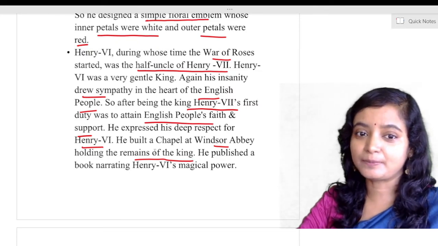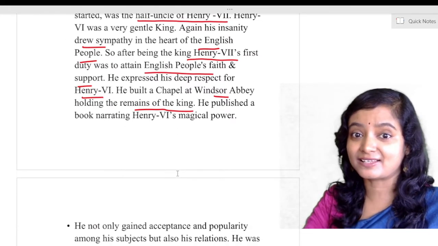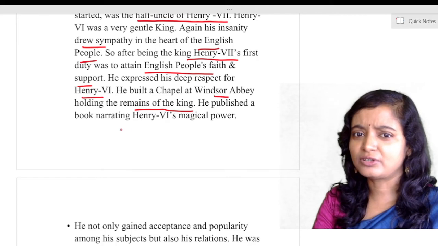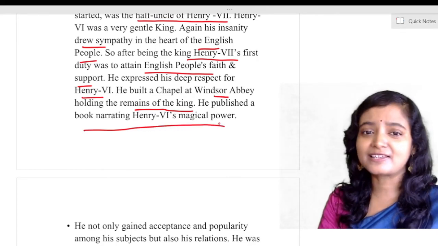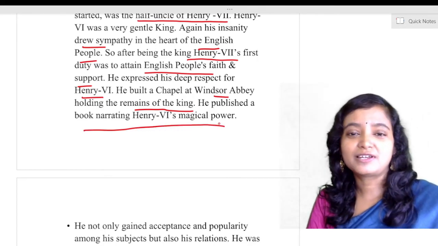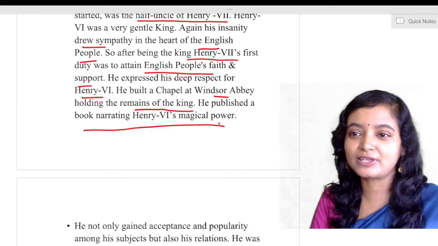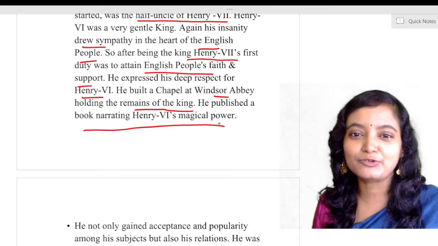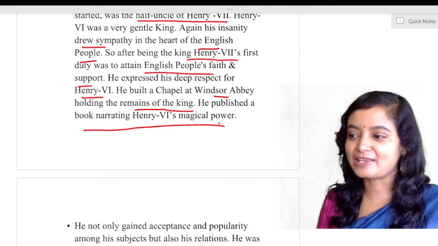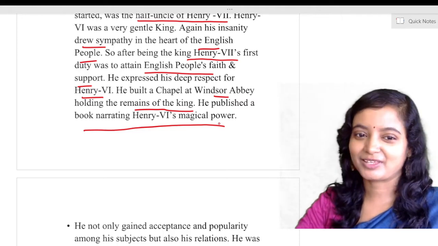He published a book narrating Henry-VI's magical power. I don't know if he had magical power or not, at least, but Henry-VII published a book discussing his magical power. So in this way he proved that I am with you, I am not some outsider.